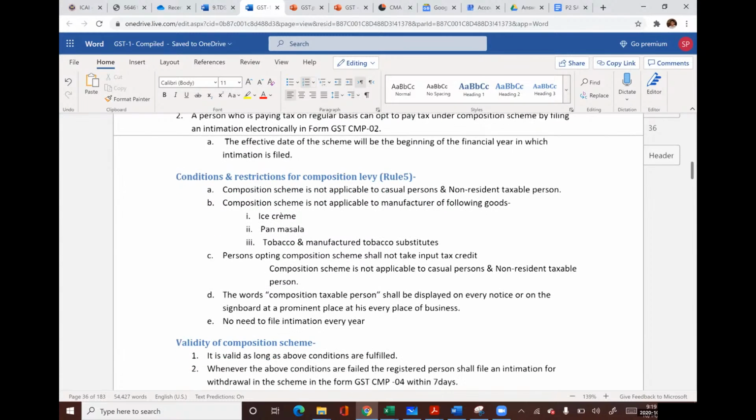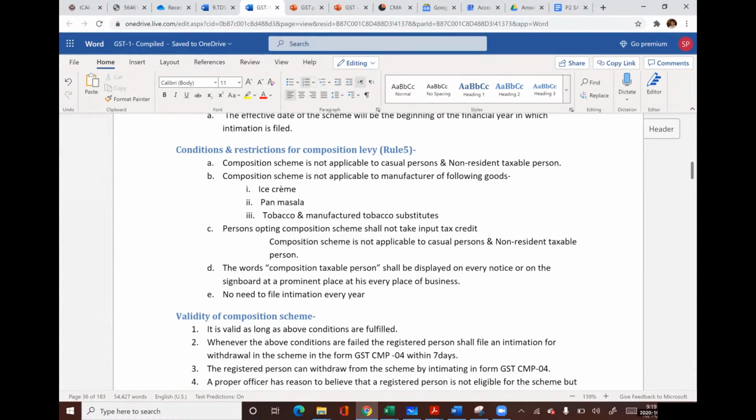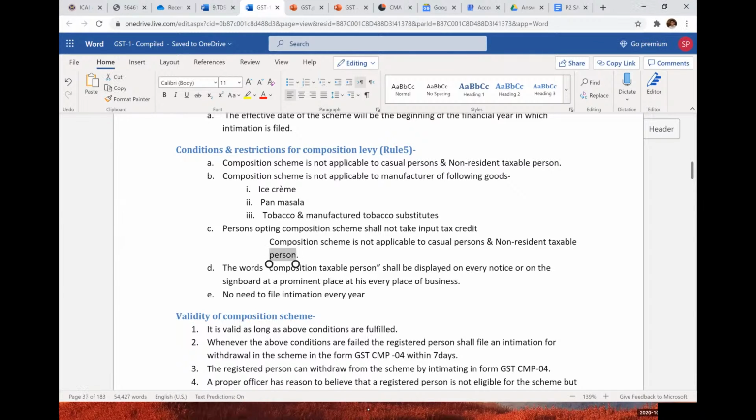Next. Conditions and restrictions for composition levy. Rule 5. Composition scheme is not applicable to casual persons and non-resident taxable persons. You already told that. Next. Composition scheme is not applicable to manufacture of the following goods: ice cream, pan masala, tobacco, and manufactured tobacco substitutes. You already told me this. Next. Persons opting for the composition scheme shall not take input tax credit. This we also finished. I don't know why this is repeated so many times.